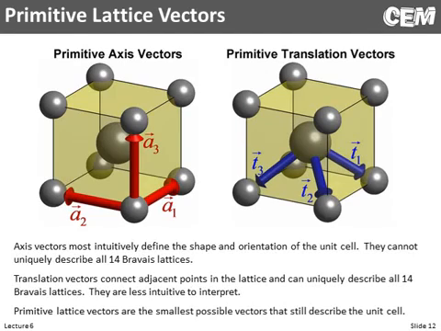The other type of lattice vector is what's called a translation vector. These do uniquely describe the unit cell. However, given the translation vectors, they're not as intuitive to look at. They're not as intuitive for seeing the size of the unit cell or the orientation. But they do point to adjacent points in the unit cell, and they do uniquely describe the unit cell. So we will always use translation vectors, but not axis vectors.